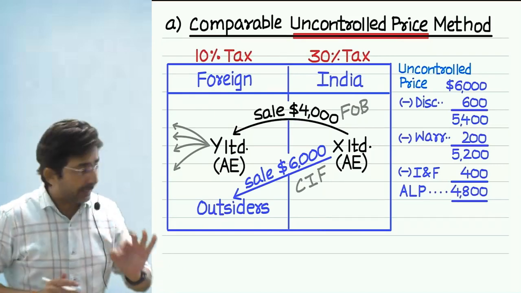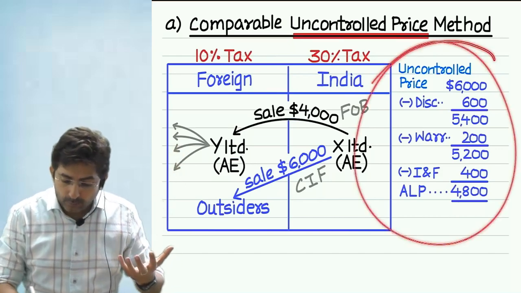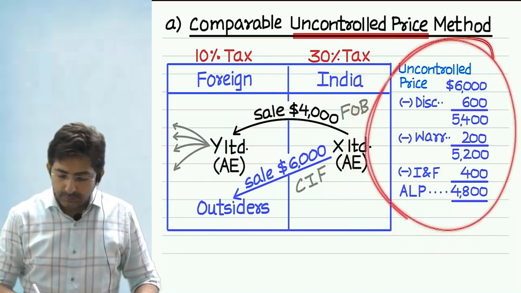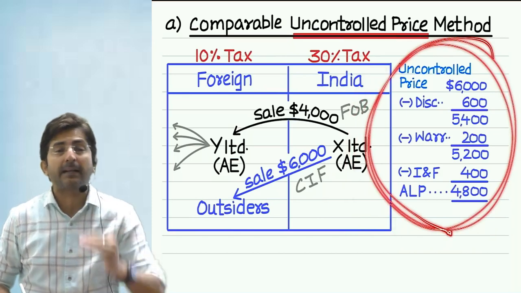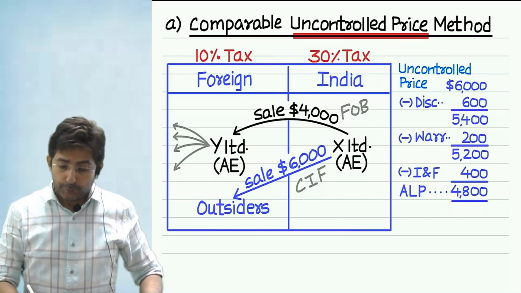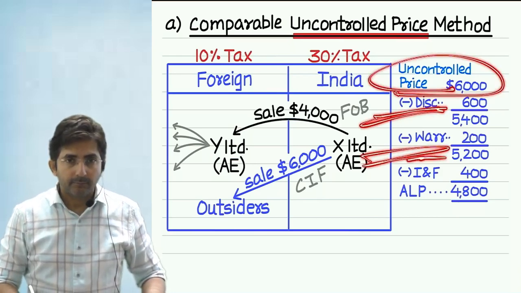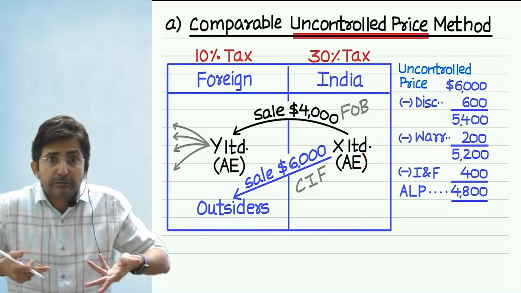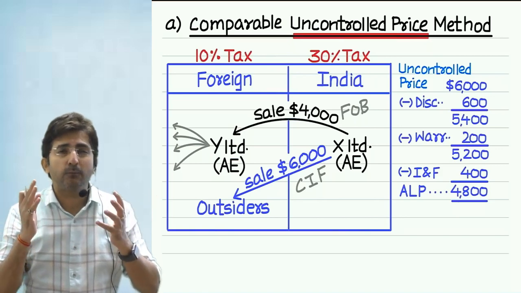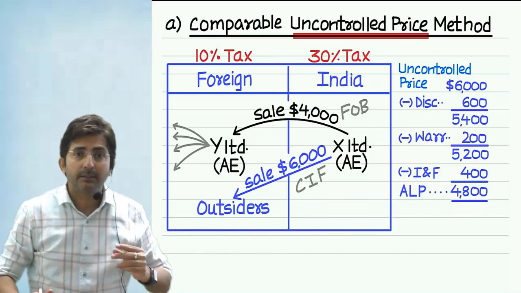Right now I wanted to explain the format of this method as prescribed in the law. Can you convert this into a format? Has the law said, take uncontrolled price minus discount minus warranty? Will the law give a format like this, saying minus only? Obviously, in the law there is some language in which this format is given. I want you to know that language. See what that is.